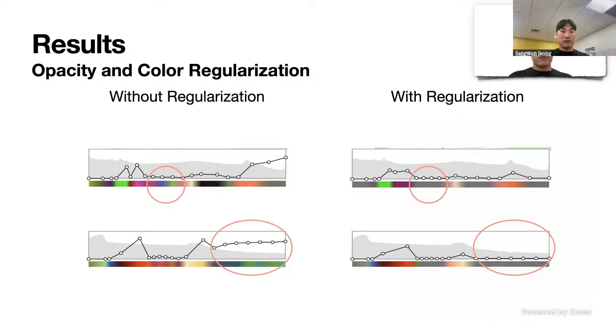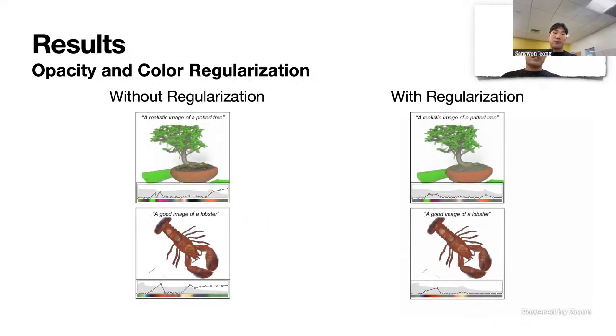Now, finding a simpler transfer function is helpful in case the user wishes to make fine adjustments after the transfer function is automatically found by T2TF.